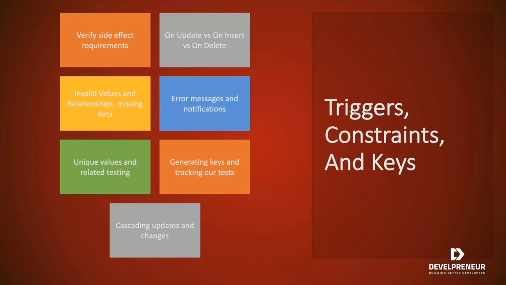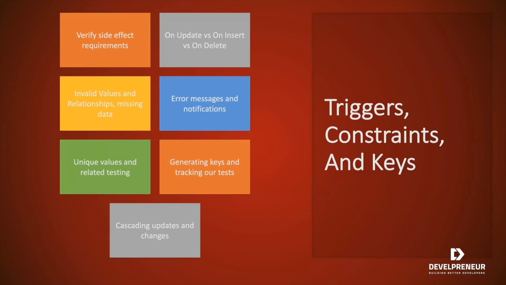There may be side effect requirements, which are your triggers, your constraints, related keys, and things of that nature. So an update may not be as simple as just checking those couple of values I updated. There may be other things I have to check to make sure that the side effects that happen when data is changed are properly being done.